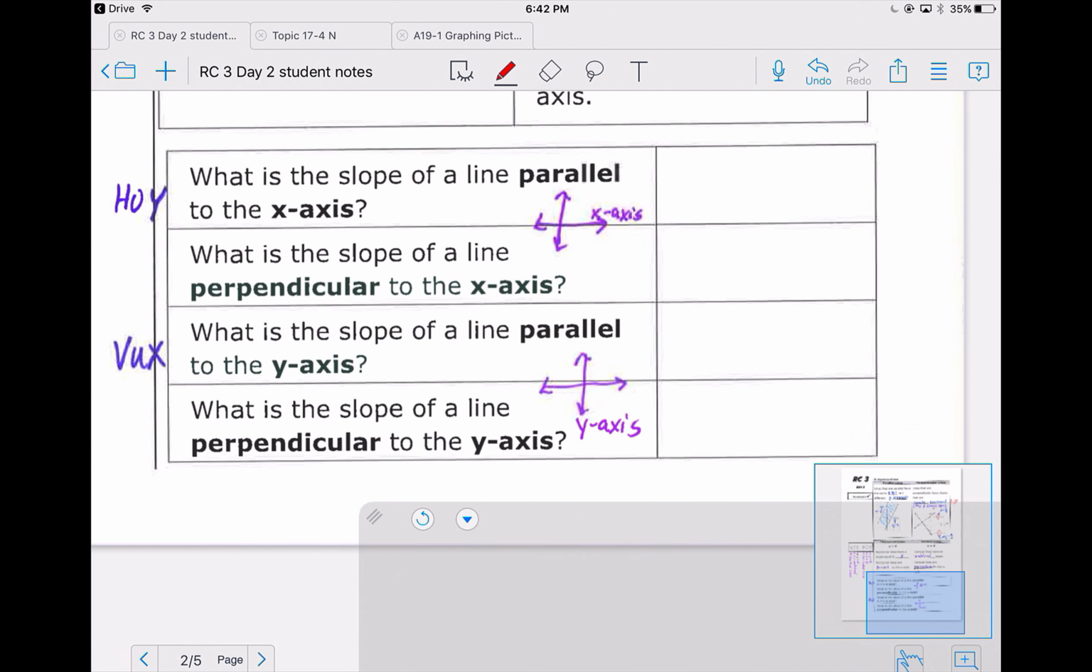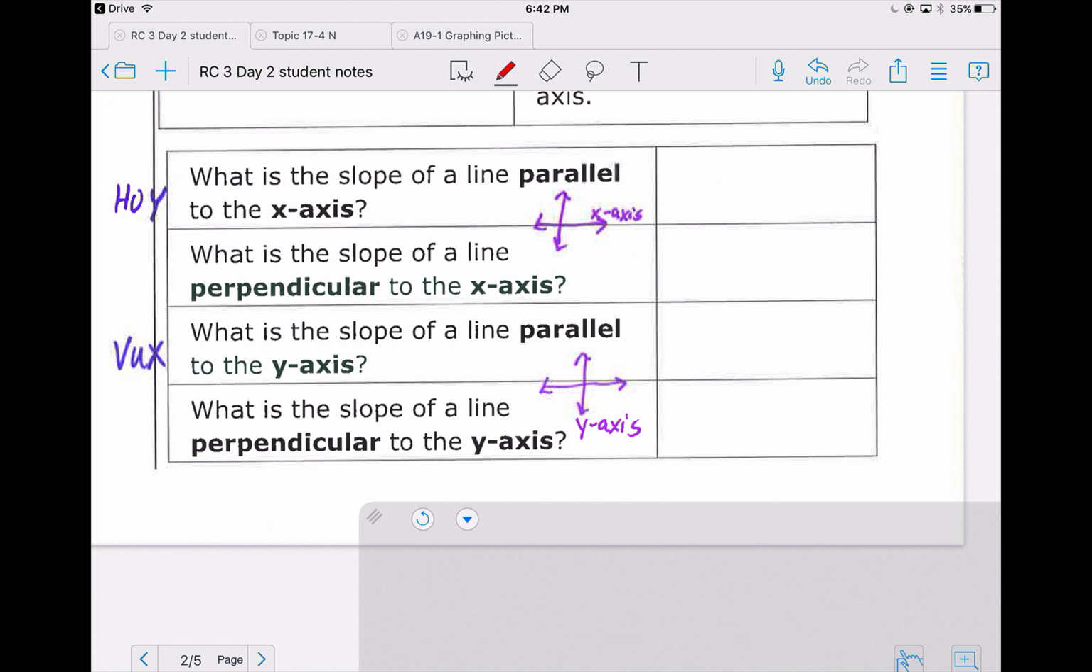So when you're asked about things parallel to the x-axis or perpendicular to the x-axis, the best thing you can do is to go ahead and draw a picture. The slope of a line parallel to the x-axis means it would look exactly like the x-axis, which has been labeled here. That would be a Hoy, and horizontal lines, as the middle part says, have a slope of 0. So you can write out the word 0 or put a 0 with the slash. If it was perpendicular to the x-axis, perpendicular means up and down. That would be a Vux, and the slope is undefined.